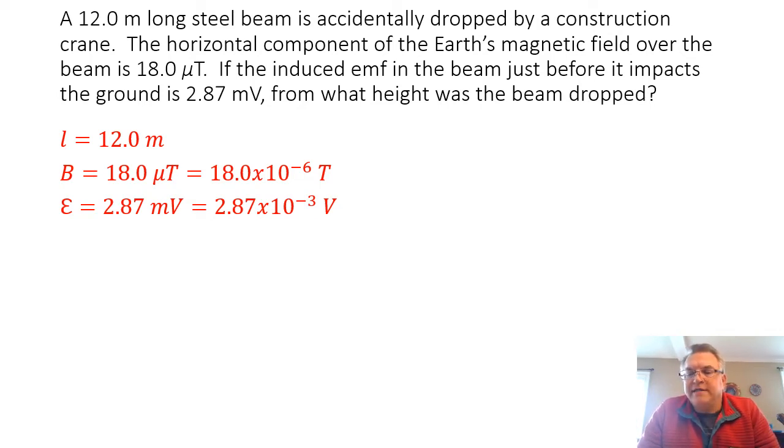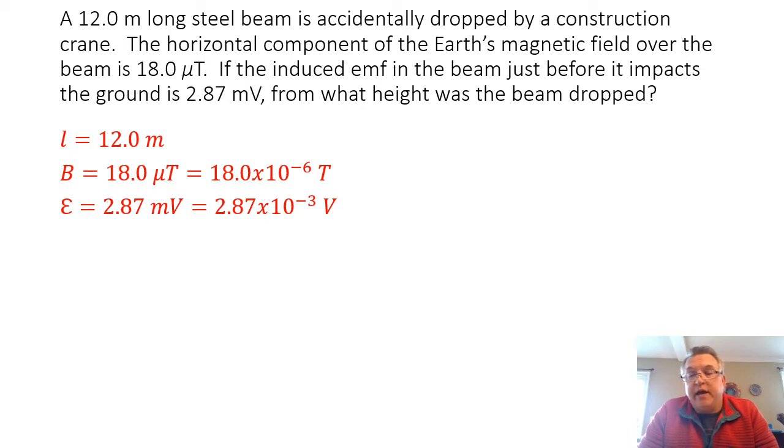Well, if we're asking for the height that the beam was dropped from, we know at some point we're going to need to use, you guessed it, a kinematic equation. That's why I love this problem, because it brings back our kinematic equations. They never go away as much as you want them to. Before we can find the height that it's dropped from, I'm going to need to know how fast the beam is traveling right before it hit the ground.